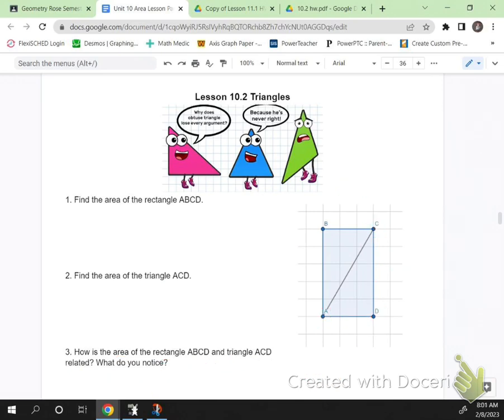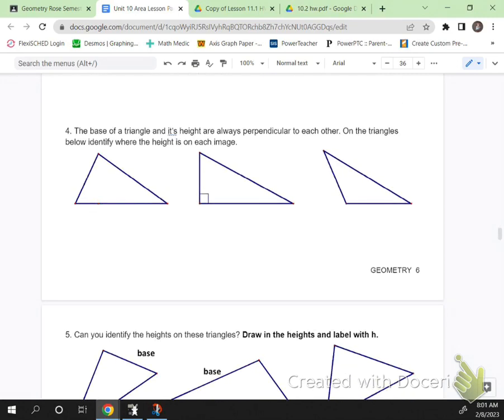Number 4. It says the base of the triangle and its height are always perpendicular to each other. What does perpendicular mean again? What angle? 90. Can you write in 90 above here in case you forgot? They're always perpendicular to each other. On the triangles below, identify where the height is on each image. You have to identify the base, B, and the height, H, for each triangle.